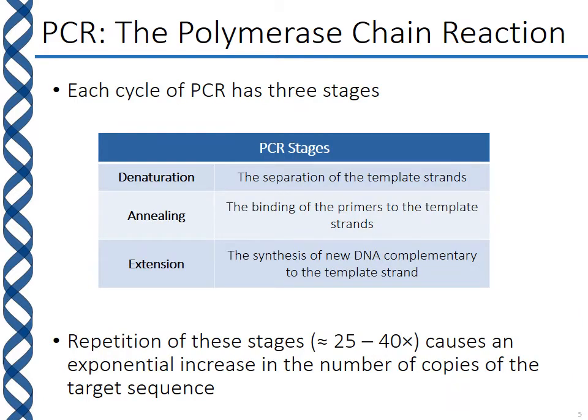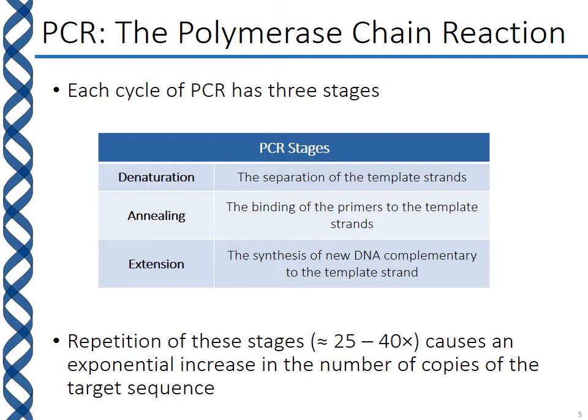A typical PCR cycle has 3 different stages. We refer to these as denaturation, annealing, and extension. During denaturation, the template strands separate. These are the 2 strands of the double helix DNA, and so those become single-stranded. And this is the DNA melting process that you may have seen in lecture 0.